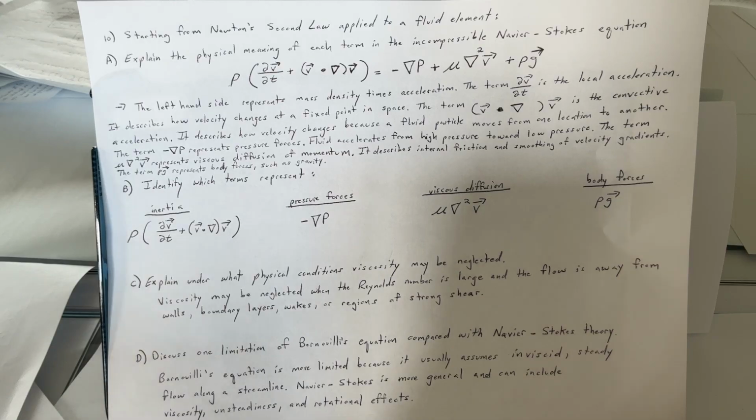And in part D, discuss one limitation of Bernoulli's equation compared with Navier-Stokes theory. Okay, so we could say here, Bernoulli's equation is more limited because it usually assumes inviscid, steady flow along a streamline. Navier-Stokes is more general and can include viscosity, unsteadiness, and rotational effects. Okay, so that's part D. That's A, B, C, and D for number 10. And now for number 11.